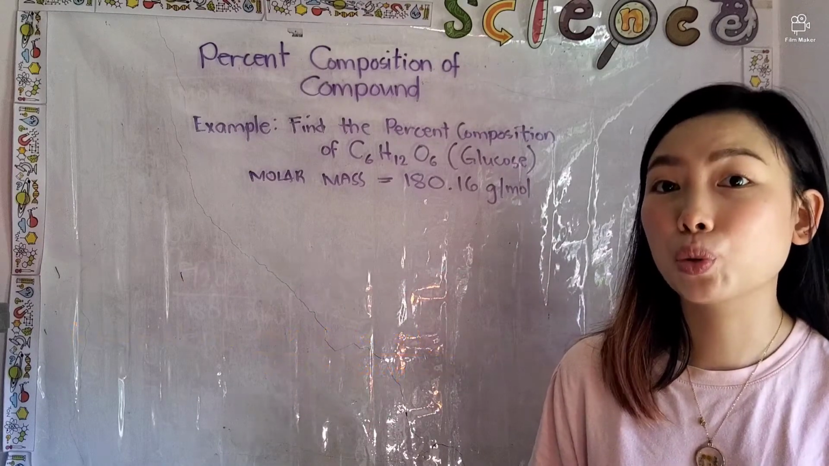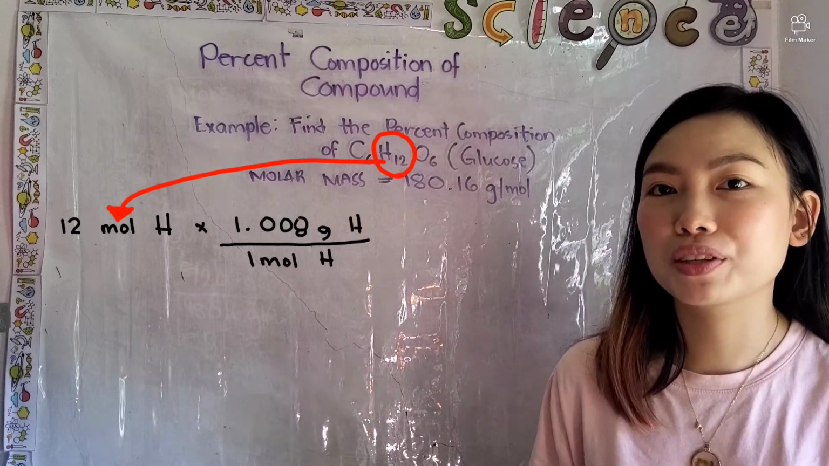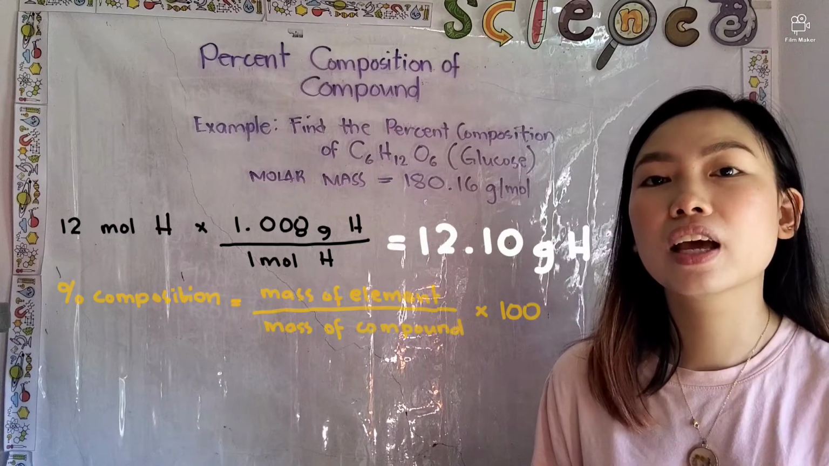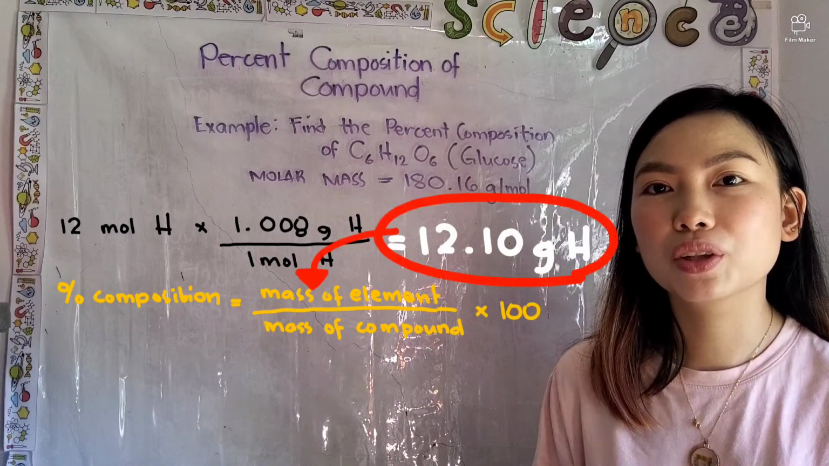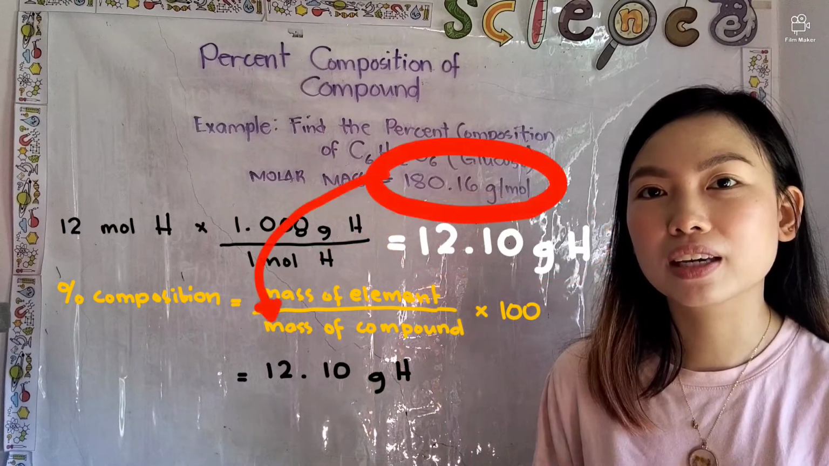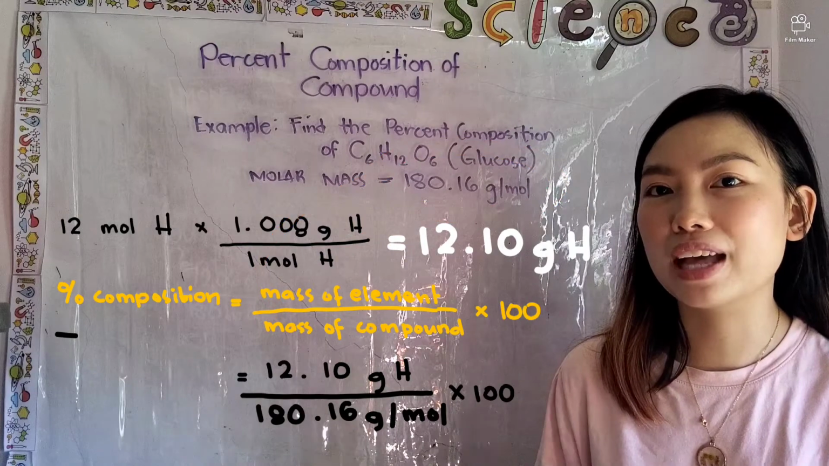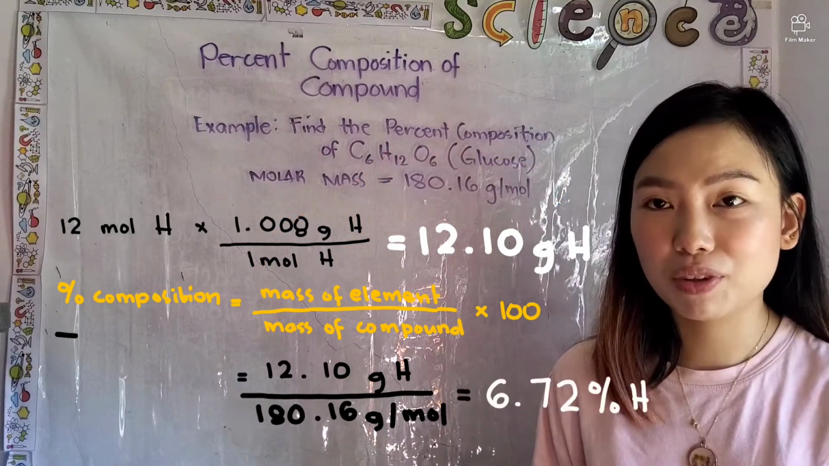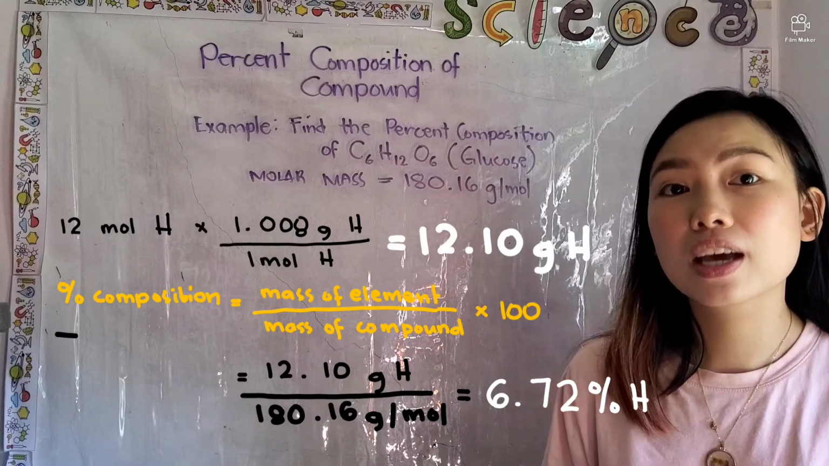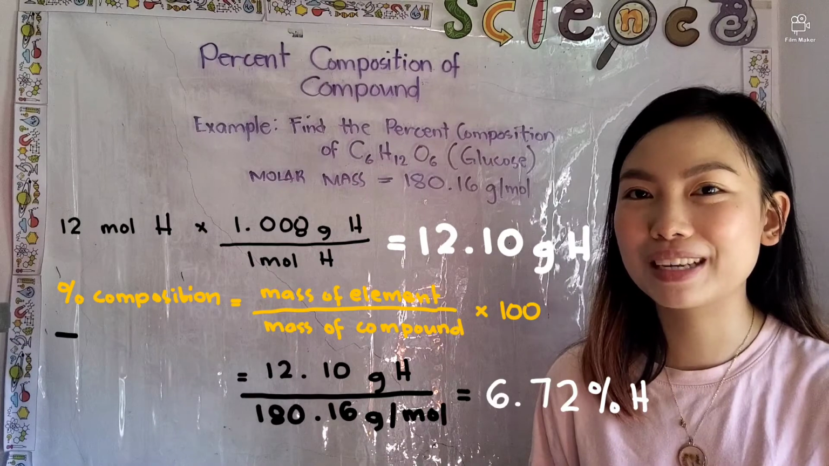After that you have found out the carbon, you may now proceed to the hydrogen. You'll have 12 mole of hydrogen multiplied by 1.008. You'll get the answer of 12.10. Then, to find the percent composition, 12.10 grams of hydrogen divided by the mass of the compound, 180.16, will give you the answer of 6.72% of hydrogen. Meaning to say, the percentage of hydrogen is 6.72%.